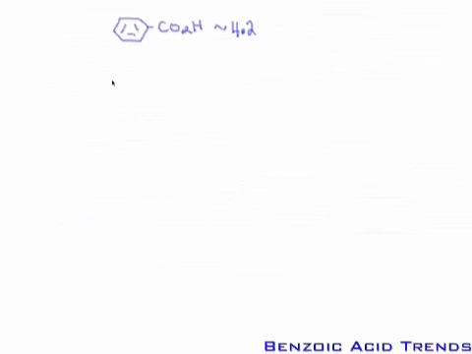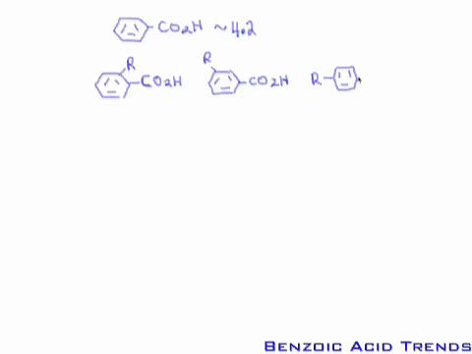We're now going to make 3 columns where we have ortho substituted benzoic acid. So we're going to put some substituent in the ortho position. We're going to compare that to meta-substituted benzoic acid, some substituent meta to the benzoic acid. And then we're going to put some substituent in the para position. Okay, so we're going to compare ortho-substituted benzoic acids to meta and to para.